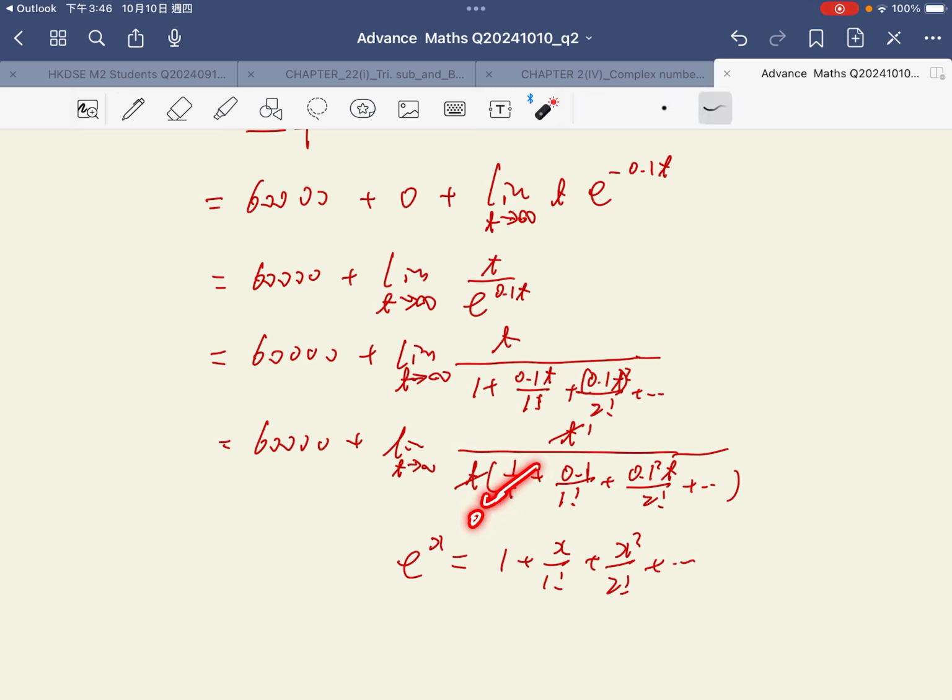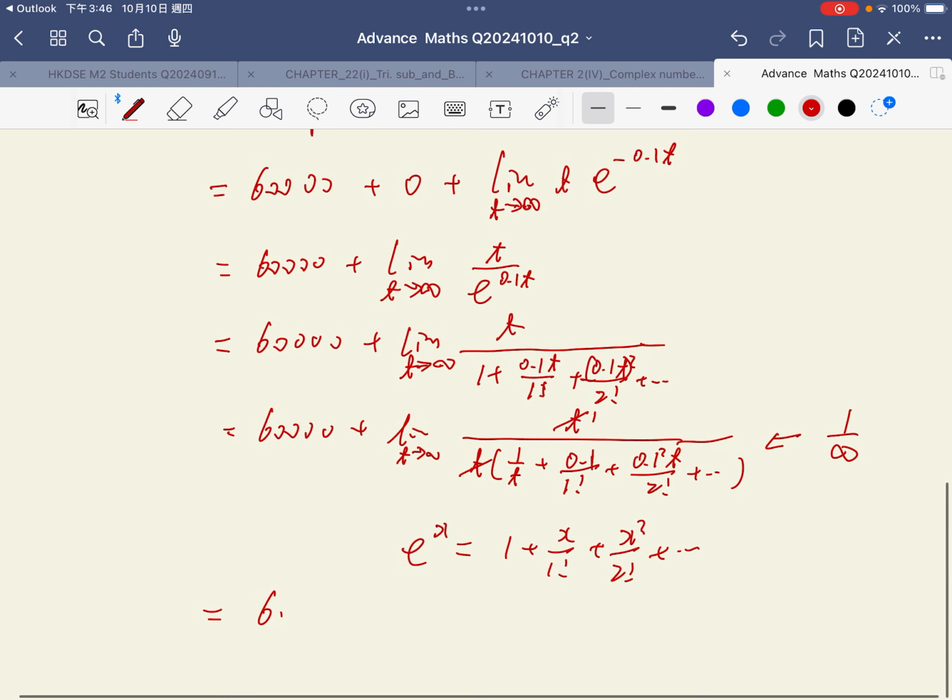This tends to 0. This tends to 0. This tends to 0.1. This tends to infinity. After this term, all terms tend to infinity. Therefore, this is 1 over infinity. The form of this one is 1 over infinity. Therefore, it is 0. The final limit is equal to 60,000. Okay, this is the final answer.